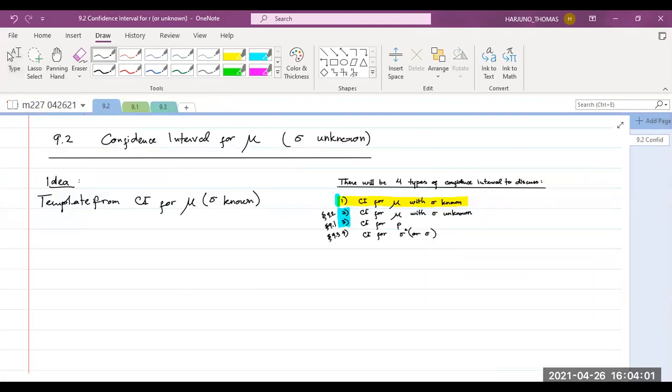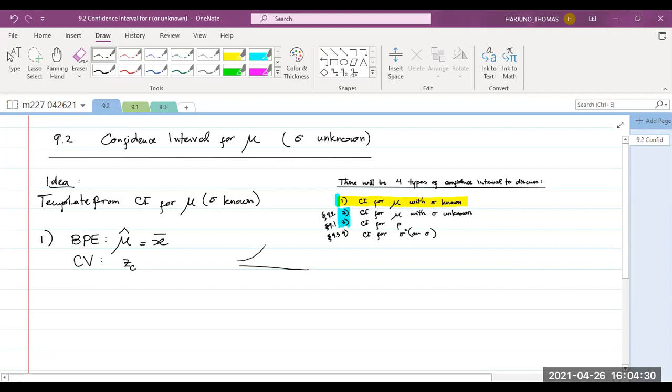So let me copy that template again. The first step, we have best point estimate. The best point estimate for mu is X bar. The best point estimate for population mean is sample mean. Critical value, that will be the z-score, where the area in the middle is the confidence level, and this is the critical value.